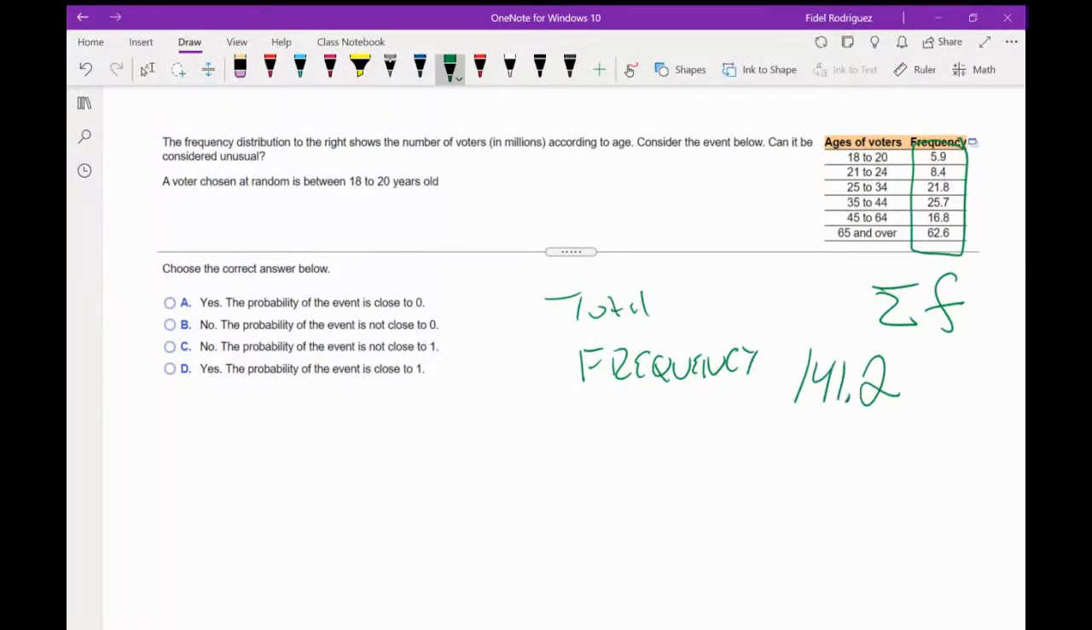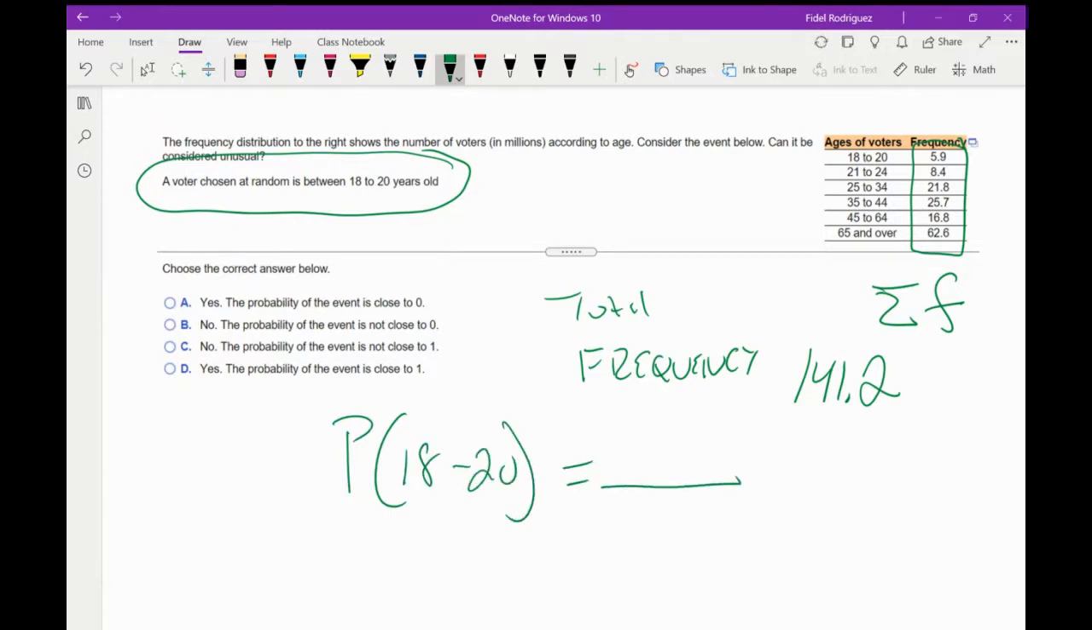Now, if we choose a voter at random, what's the probability that the voter is between 18 and 20? Well, it's 5.9 out of the total 141.2. I'm just going to divide this out on my calculator, 5.9 divided by 141.2. The number I'm coming up with is 0.0417.